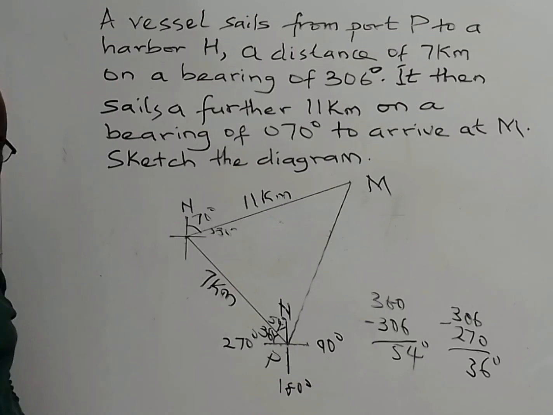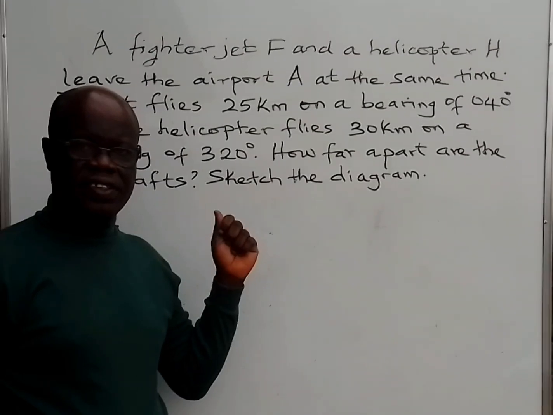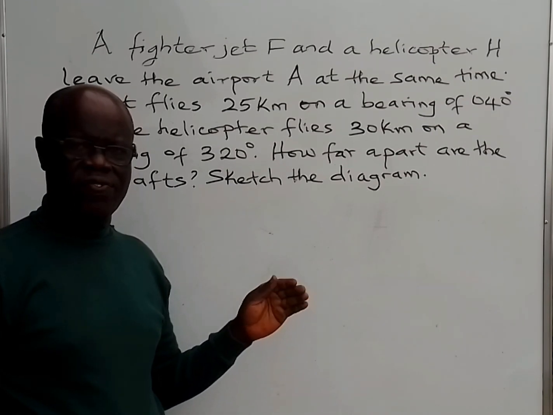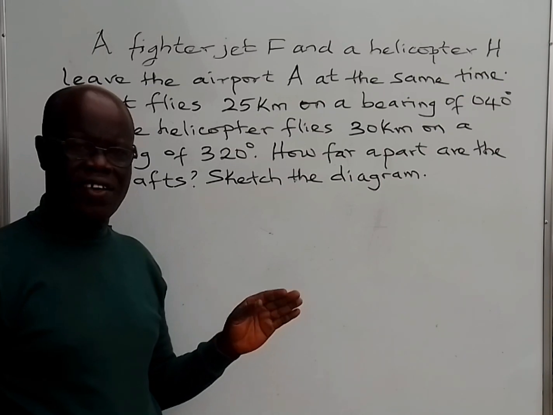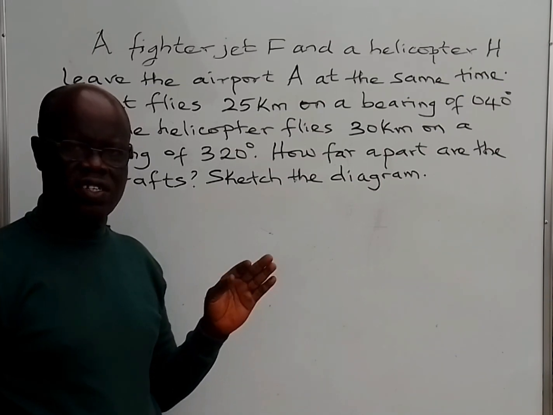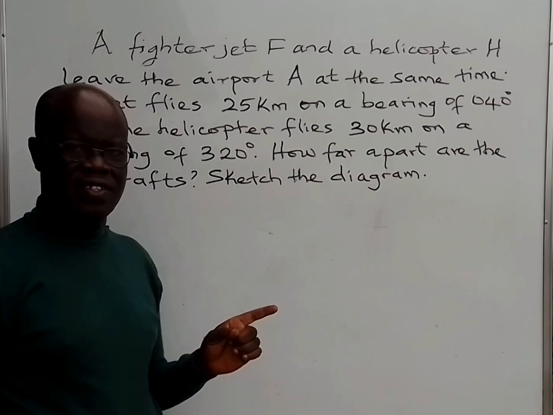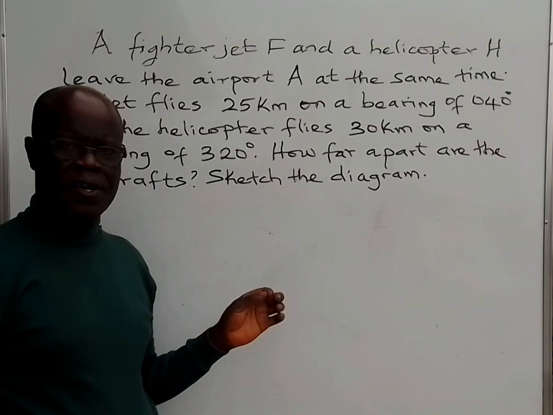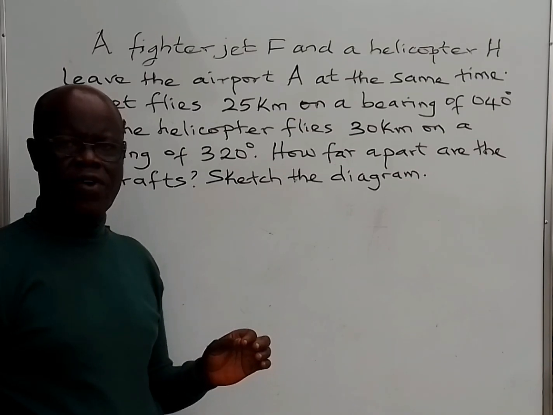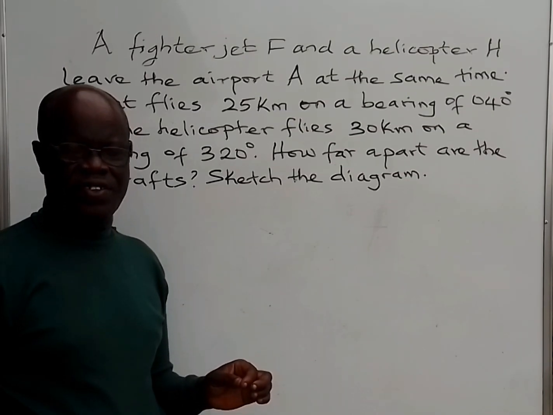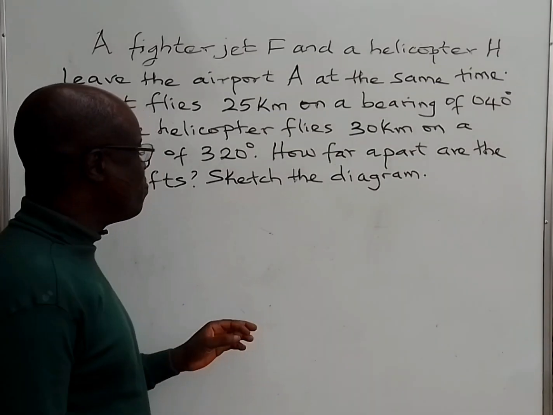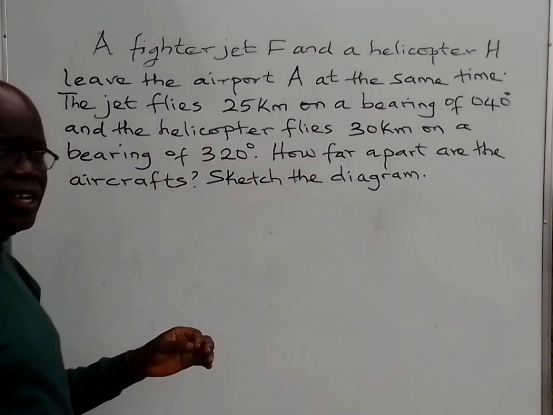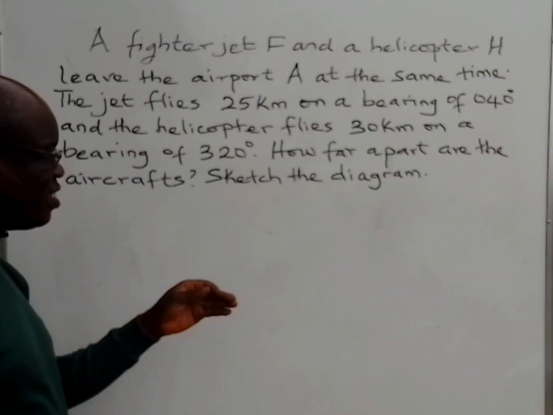So we will look at the second question. Now these are 2 different aircraft on a different bearing. And we are asked to find the distance between the 2. Don't forget that when you want to sketch a diagram on bearing, always start from the bearing itself so that you will not be confused. Let's read the question first. A fighter jet F and a helicopter H. You have fighter jet, then helicopter.